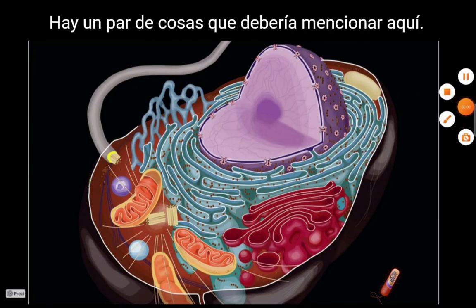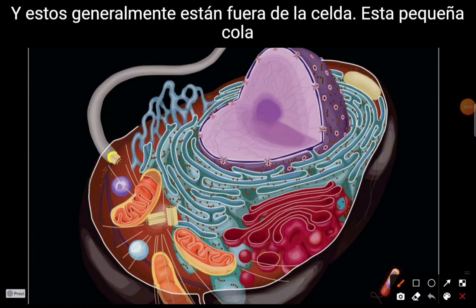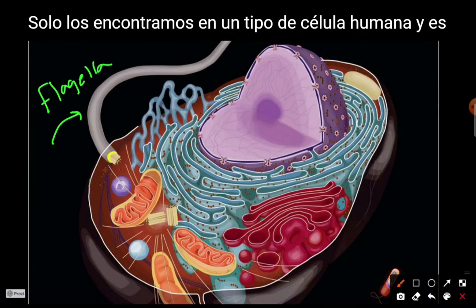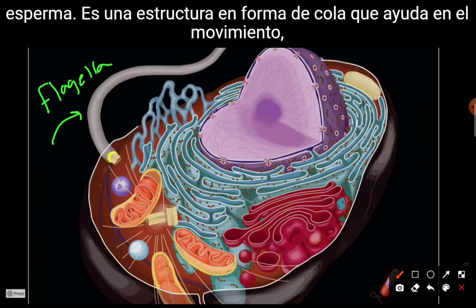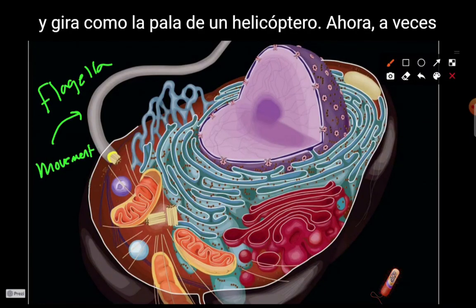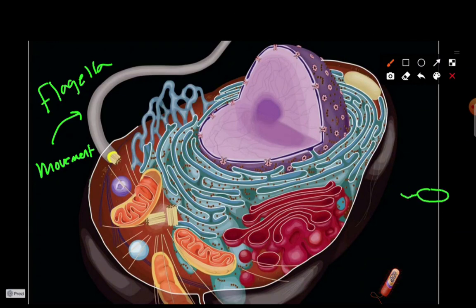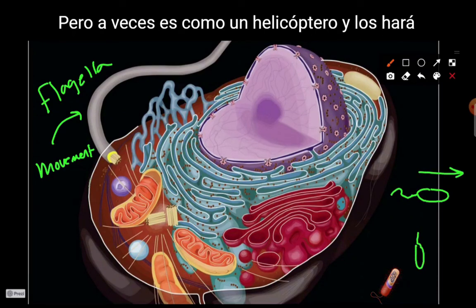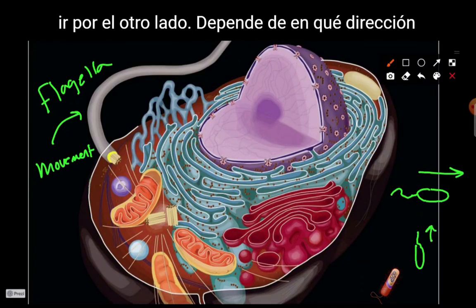Now that I think about it, there are a couple things I should mention here, and these are generally outside of the cell. This little tail-like thing here is called a flagella. We only find those in one type of human cell, and that is sperm. It is a tail-like structure that helps in movement, and it spins around like a helicopter blade. Now, sometimes something with a flagella will make something go forward, but sometimes it's like a helicopter, and it will make them go the other way. It depends on which direction that it spins.